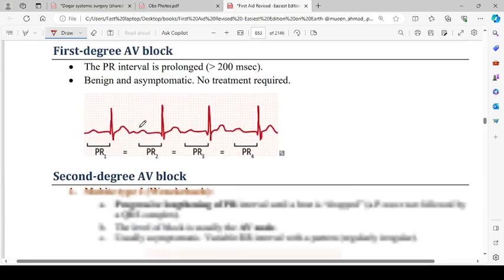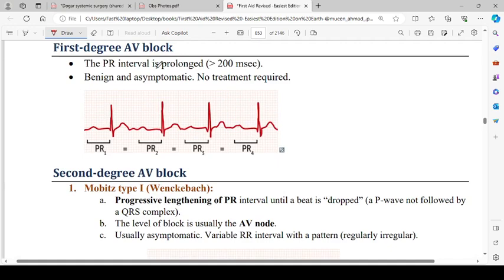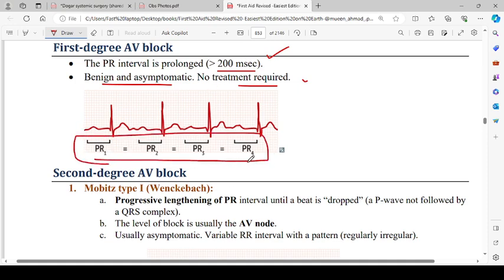Then we have AV block. In first degree AV block, the PR interval is prolonged more than 200 milliseconds. It is benign and asymptomatic, and no treatment is required. So the PR interval will be prolonged. It is longer than usual, but it is not prolonged progressively. There's no progressive prolongation. There's just a prolongation of the PR, and all the PR intervals are equal and similar to one another.